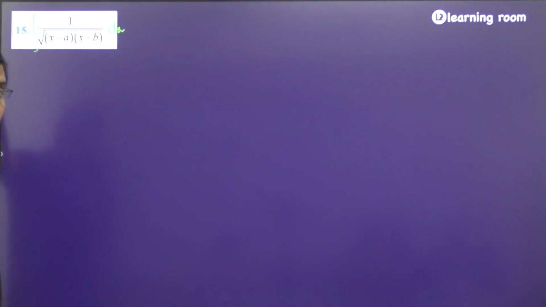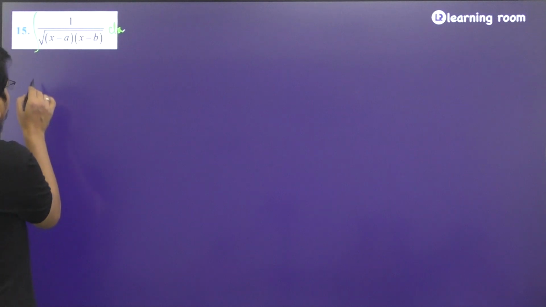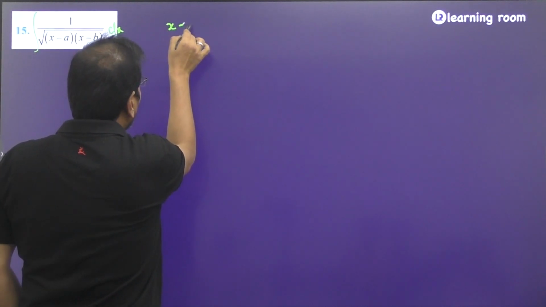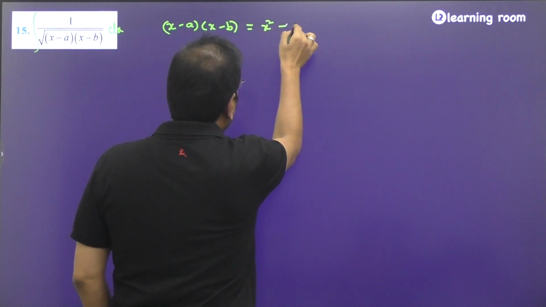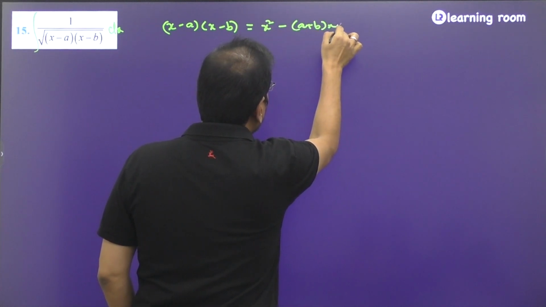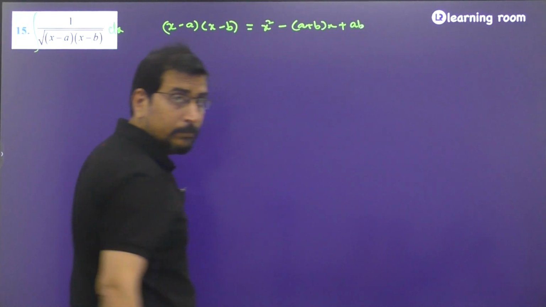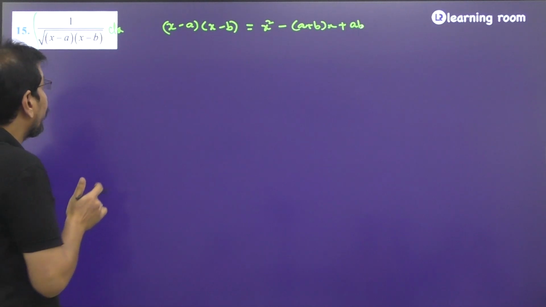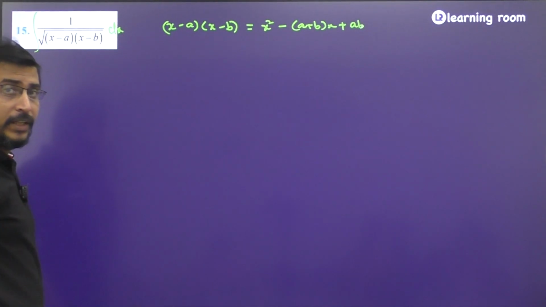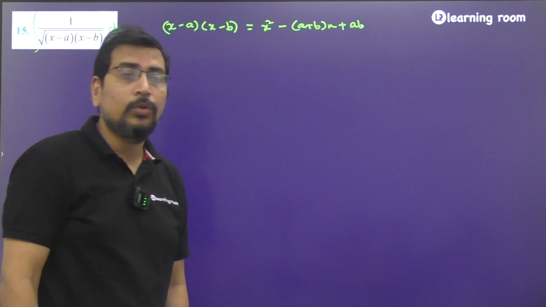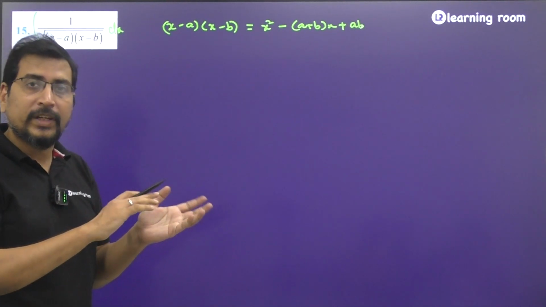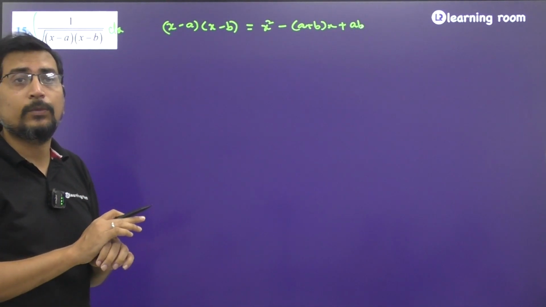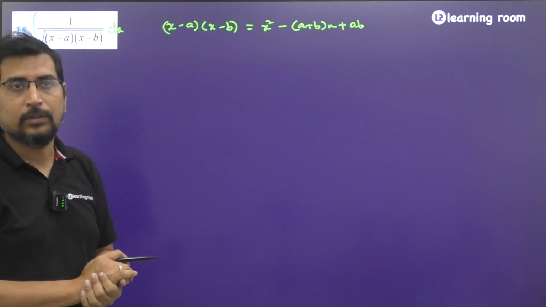So we need to find the integral of 1 by root of (x minus a) into (x minus b) dx. So here if you observe, (x minus a) into (x minus b) is going to be how much? x square minus (a plus b) into x plus ab, right? So if I look at the denominator, all that I need to do is convert this into the form of either x square plus a square, or x square minus a square, or a square minus x square, using the completing the square method.